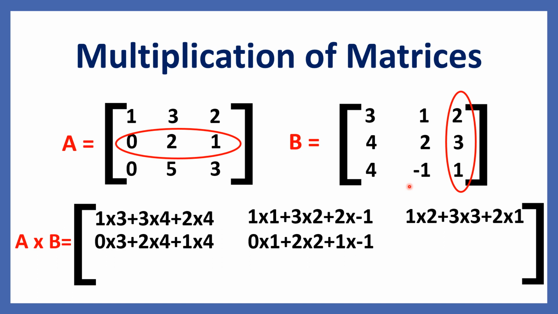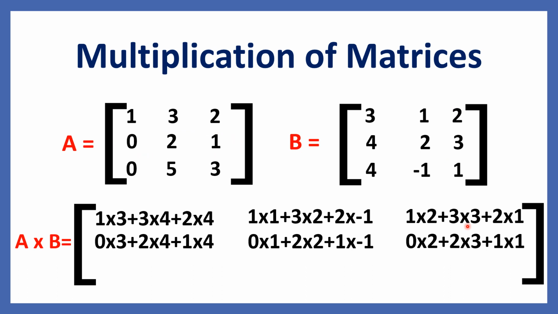Then we are considering the second row of the first matrix, that is matrix A, and the third column of the second matrix, that is matrix B. And the value is 0 into 2 plus 2 into 3 plus 1 into 1. With that, we get all the elements in the second row also.